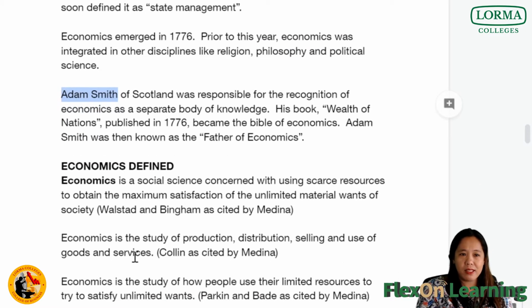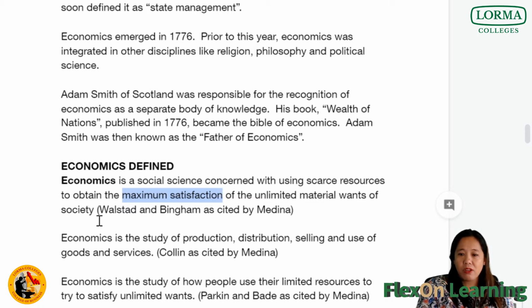Okay, so let us start defining economics. So economics is a social science. It's under social science. Social science means it is a study of people concerned with the use of scarce resources to obtain maximum satisfaction of the unlimited material wants of society. So I would like to underline the word maximum satisfaction. There's no such thing as actually a level of satisfaction. As we have said a while ago, man has unlimited wants.